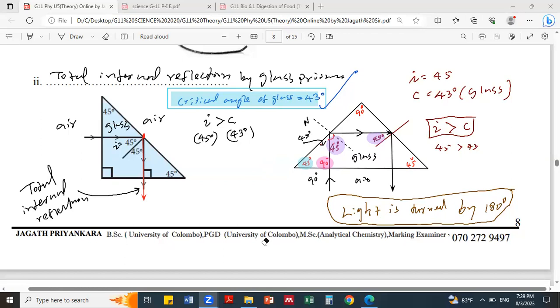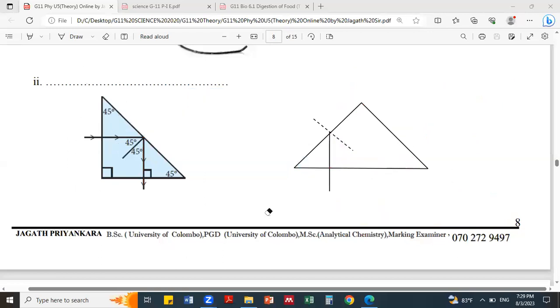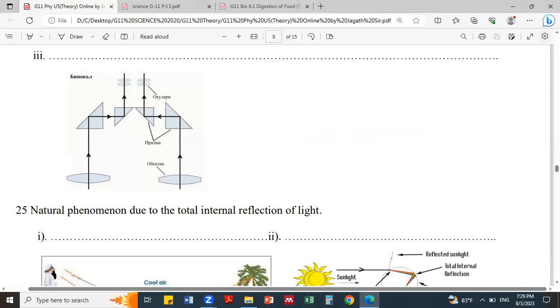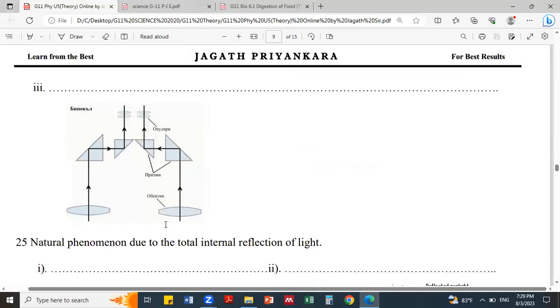Shall I read the screen? You have to complete the second diagram. First one is done for you, but the second one you have to complete. So basically, it doesn't matter whatever diagram you are given, students, you have to check whether the angle of incidence is greater than the critical angle or not before you complete the diagram. Okay. Then next one, I'll erase the screen. This is total internal reflection in prism binoculars.